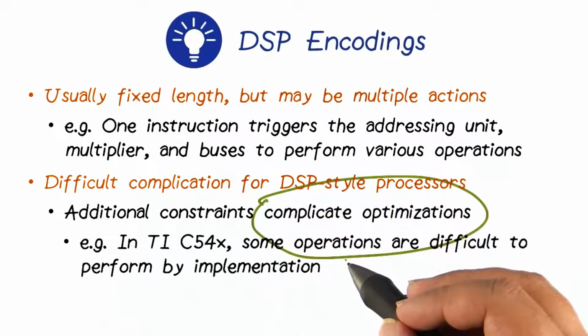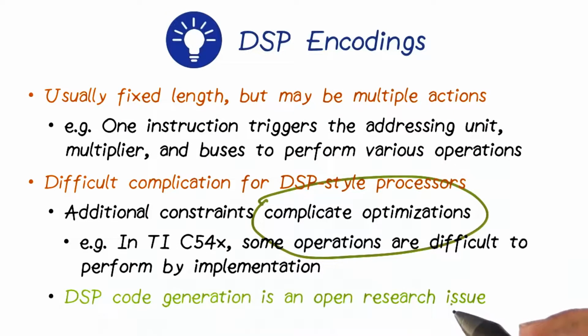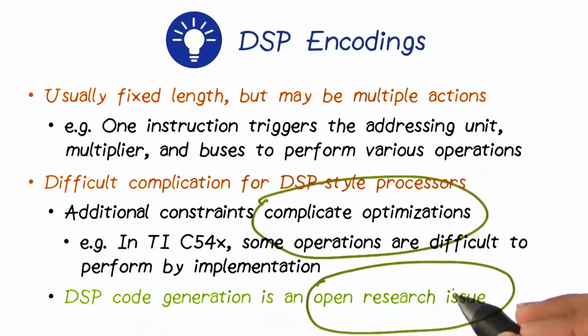For example, the operations get split off across different instructions, and in TI C54X, for example, certain optimizations become very difficult. In general, code optimization and efficient code generation become a challenging problem for fixed encoding, especially in DSPs, and DSP code optimization is really an open challenge. Later in this course, we are going to see very important and interesting DSP optimizations.